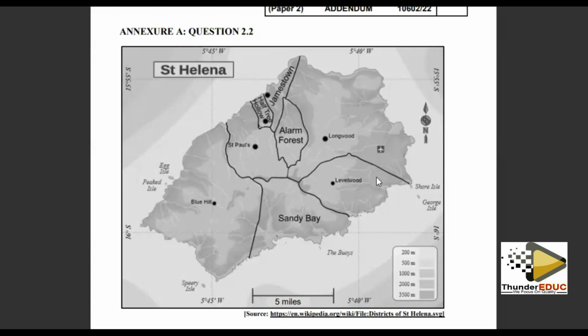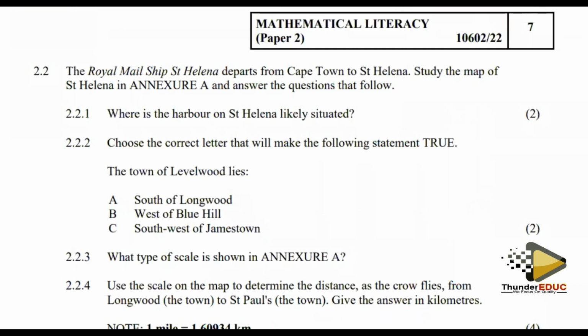So which of the towns is likely to be it? It can't be this because this one is inside. It can't be this, also inside. Longwood is inside. St. Paul's is inside. Half Tree Hollow is inside. Apart from Jamestown. So the harbor is likely to be in Jamestown. That's where it's likely to be situated. Why? A ship can't be inland. It's supposed to be on the coast.